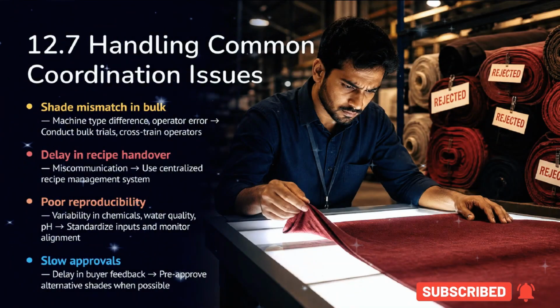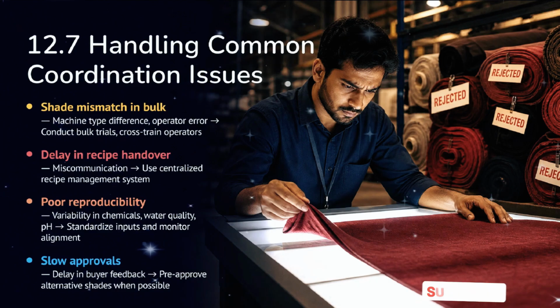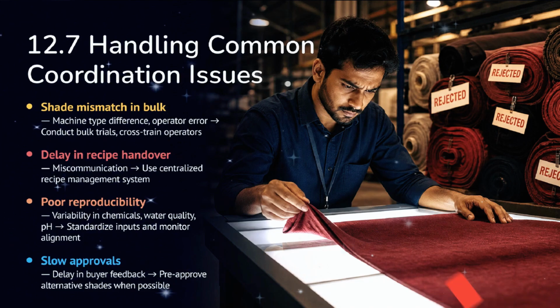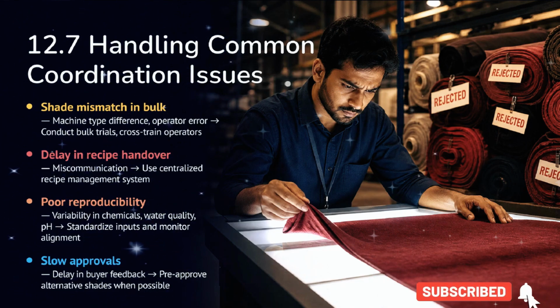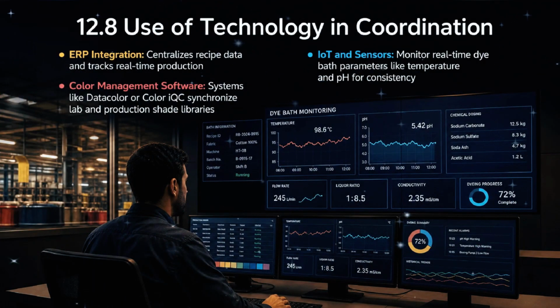Common challenges like shade mismatches, handover delays, or poor reproducibility are addressed through systematic approaches. By conducting bulk trials, using centralized management systems, standardizing production inputs, and implementing pre-approval processes, teams can proactively manage and resolve these issues. Technology plays a major role in modern coordination.